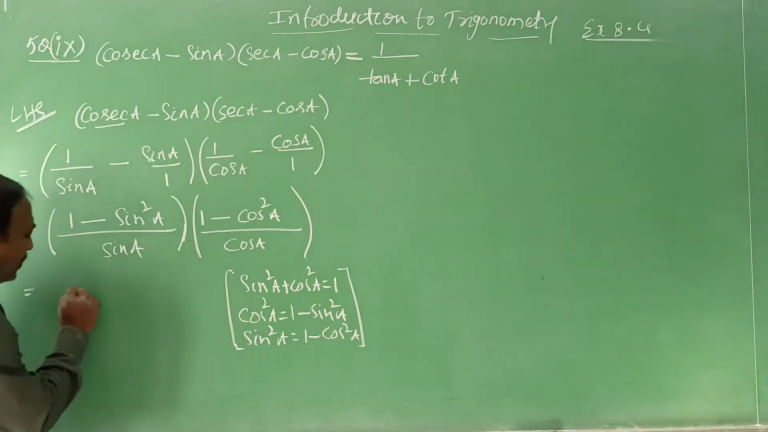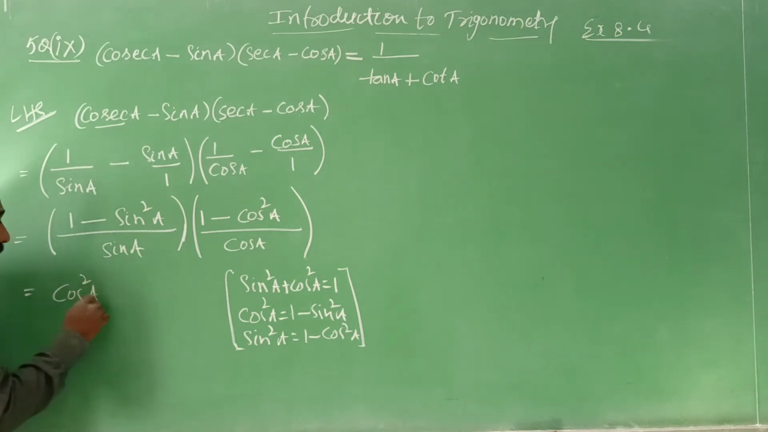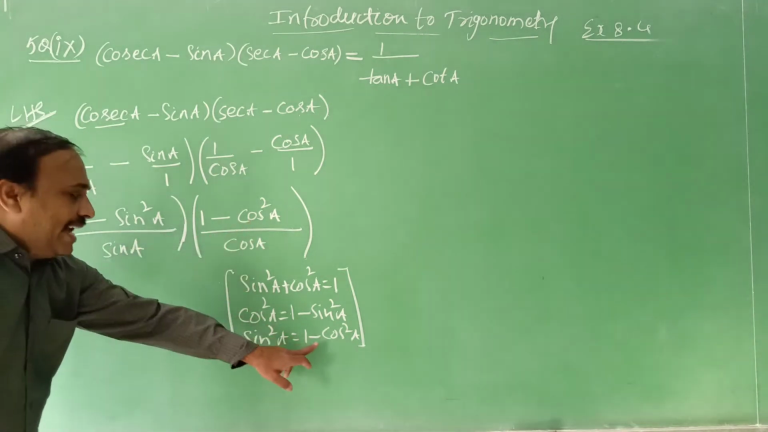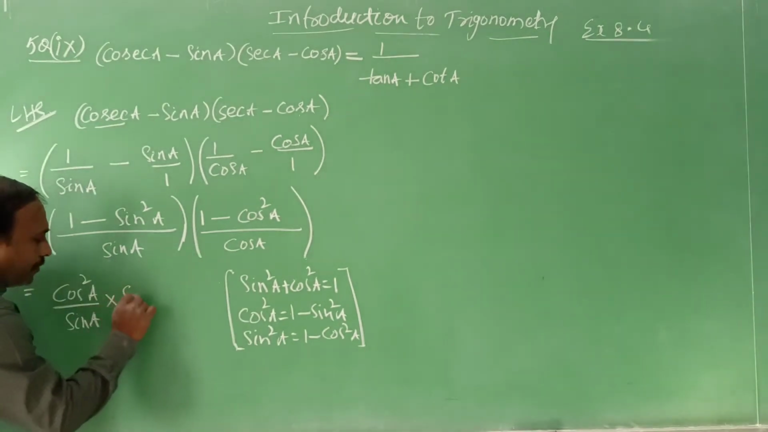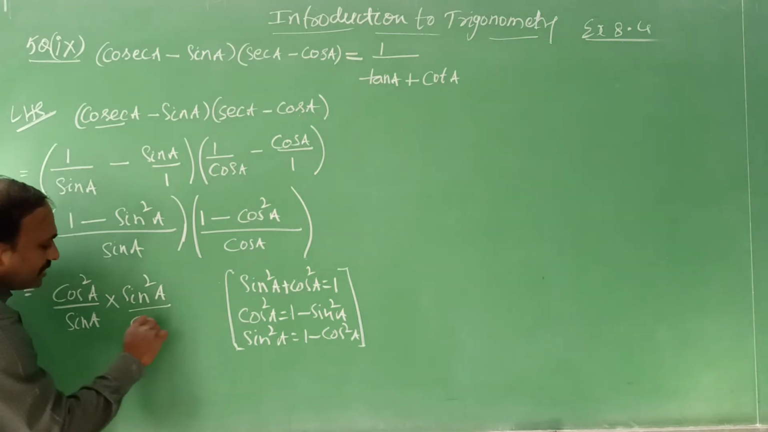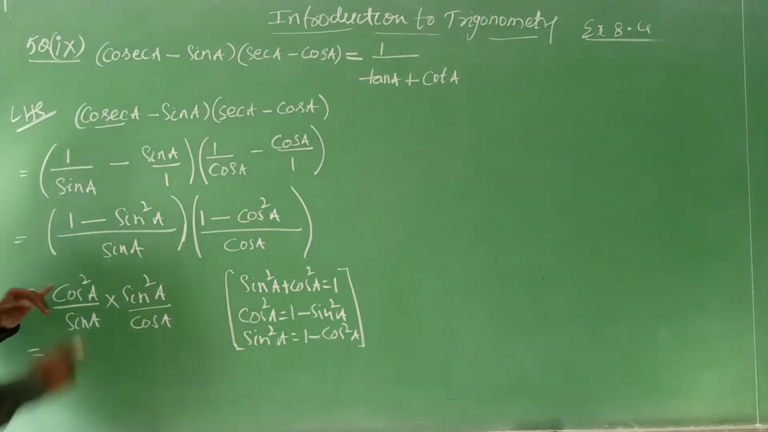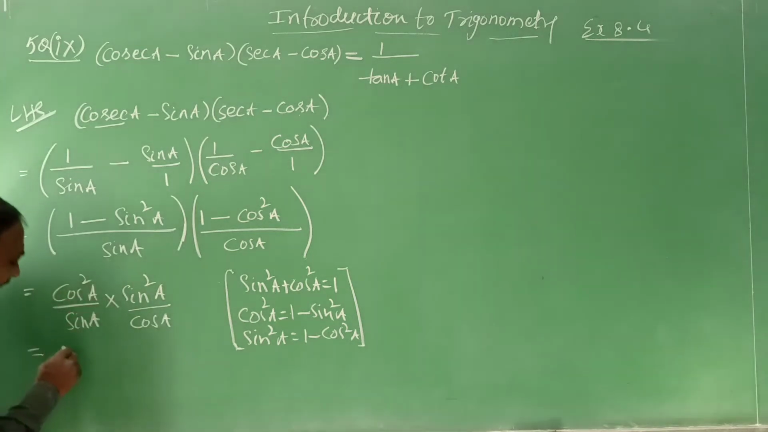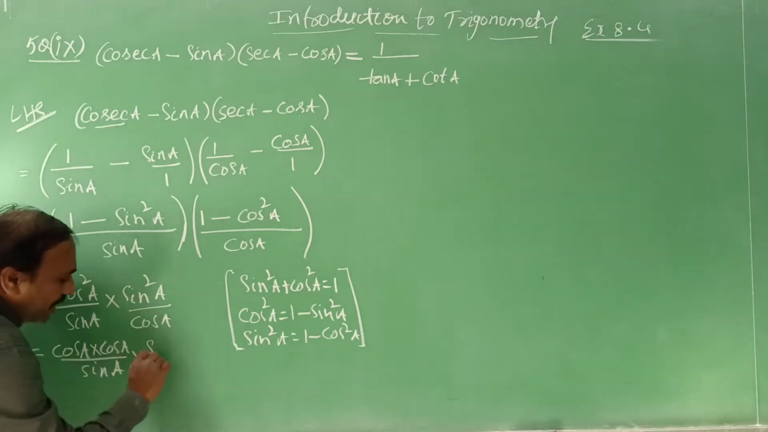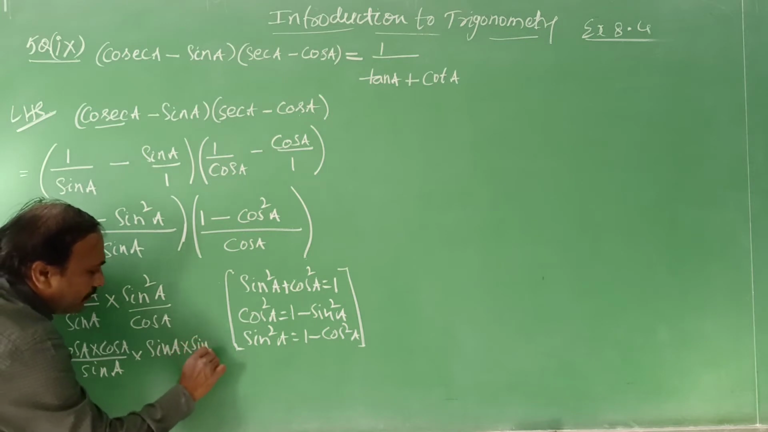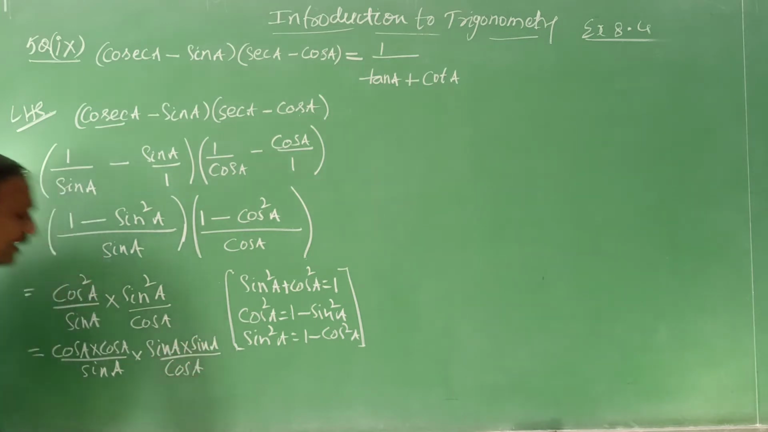So in this place I am writing cos square A by sin A into, here bracket indicates into, 1 minus cos square A. 1 minus cos square A can be written as sin square A by cos A, which is equal to, you see here, cos square A means cos A into cos A, sin square A means sin A into sin A. I am writing cos A into cos A by sin A, into sin A into sin A by cos A. Now you see, in the trigonometric ratio cos A, one time gets cancelled.